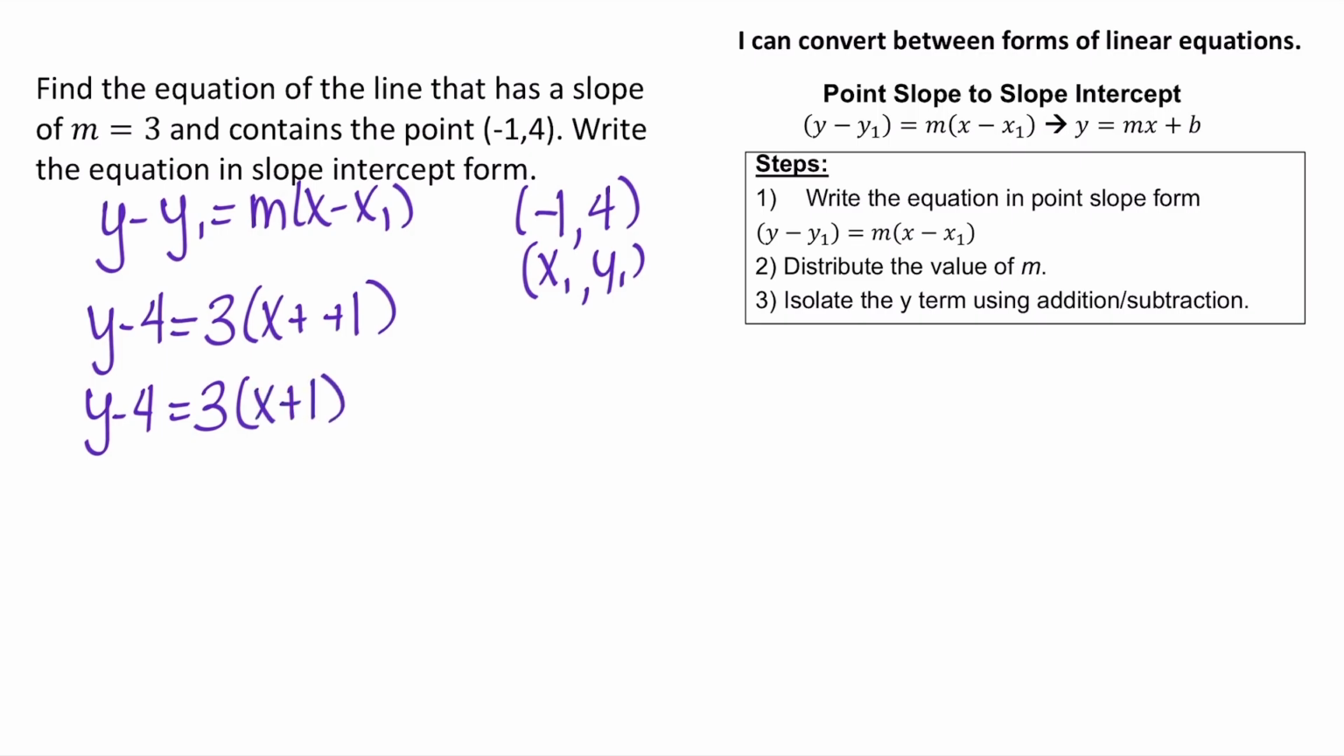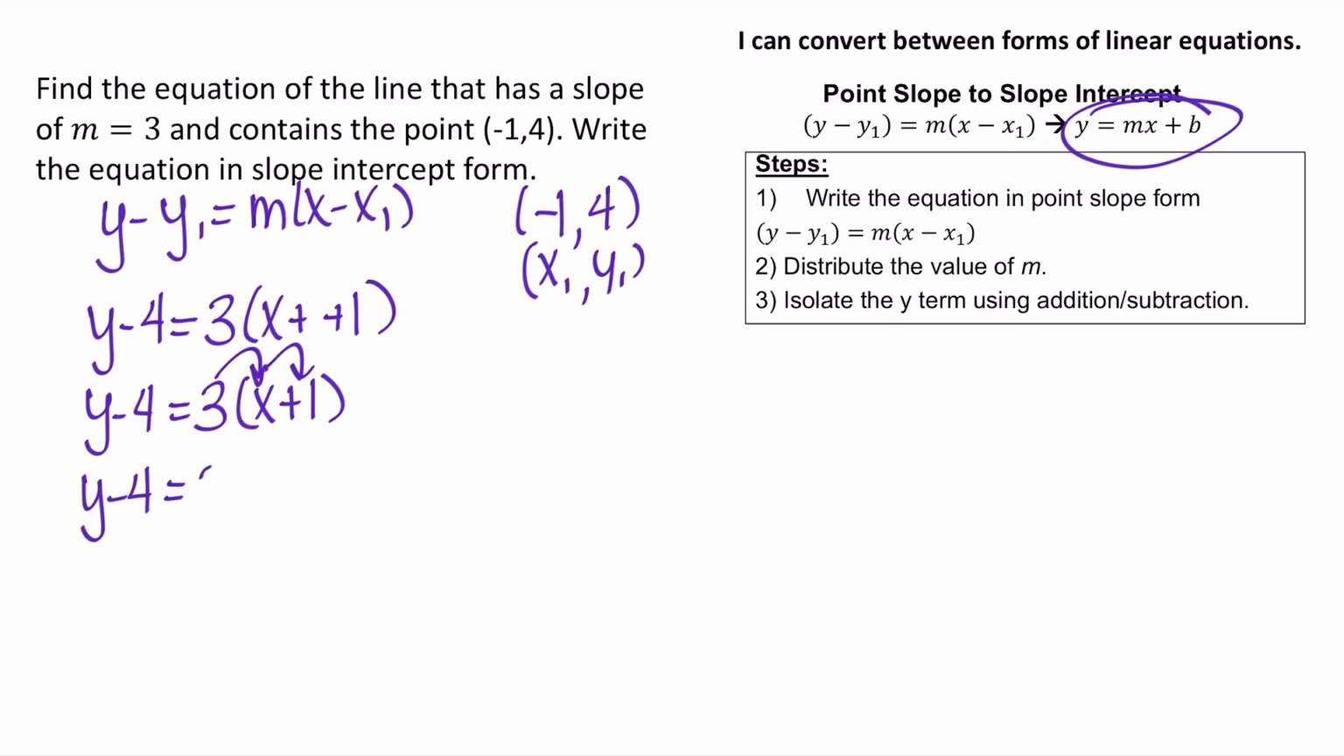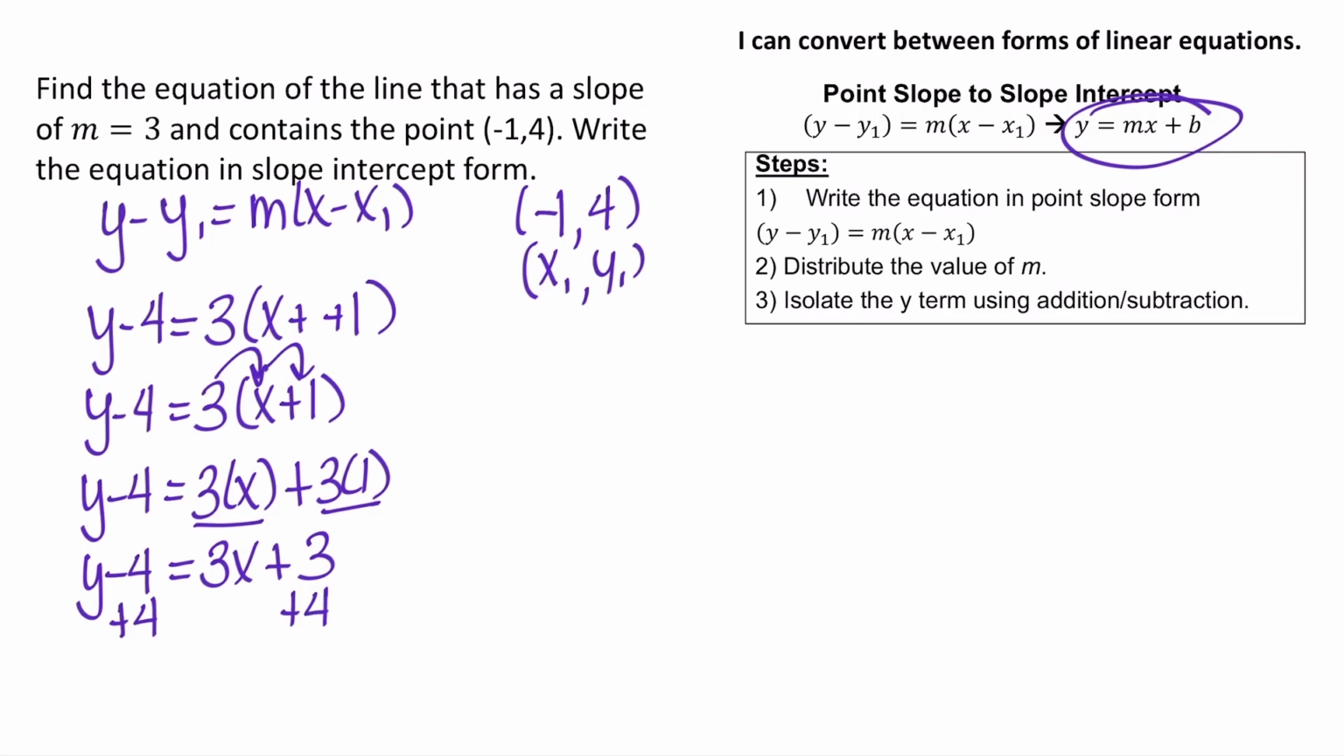So now we need to get this equation into slope-intercept form. So I'm going to start off by distributing the 3. So when I distribute 3, I get y minus 4 equals 3 times x plus 3 times 1. So now when I simplify this, I get y minus 4 equals 3 times x, which is 3x, plus 3 times 1, which is 3. Now to get into slope-intercept form, I need to get y by itself. So I'm going to add 4 to both sides. So when I add 4 to both sides, I get y equals 3x plus 3 plus 4, which is 7. So y equals 3x plus 7 is the equation of the line in slope-intercept form.